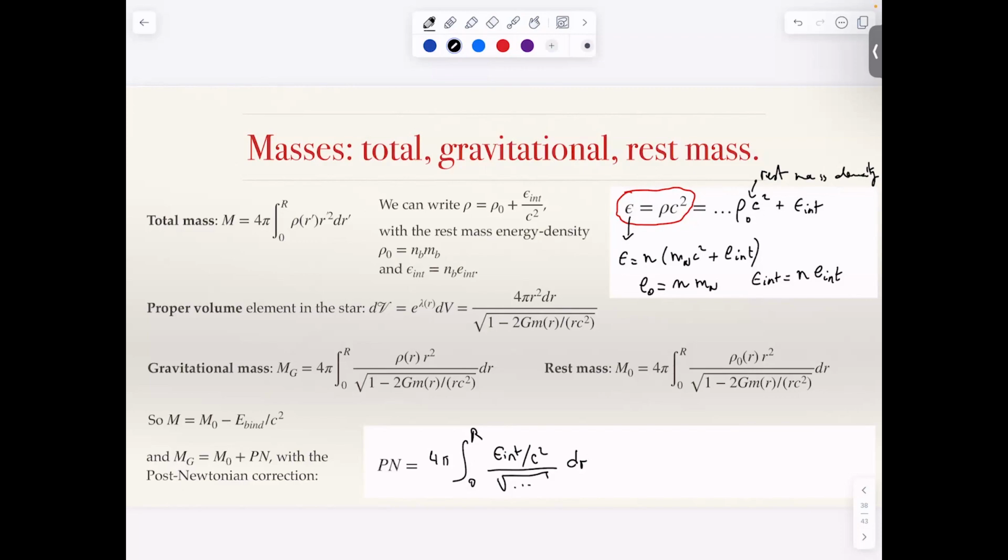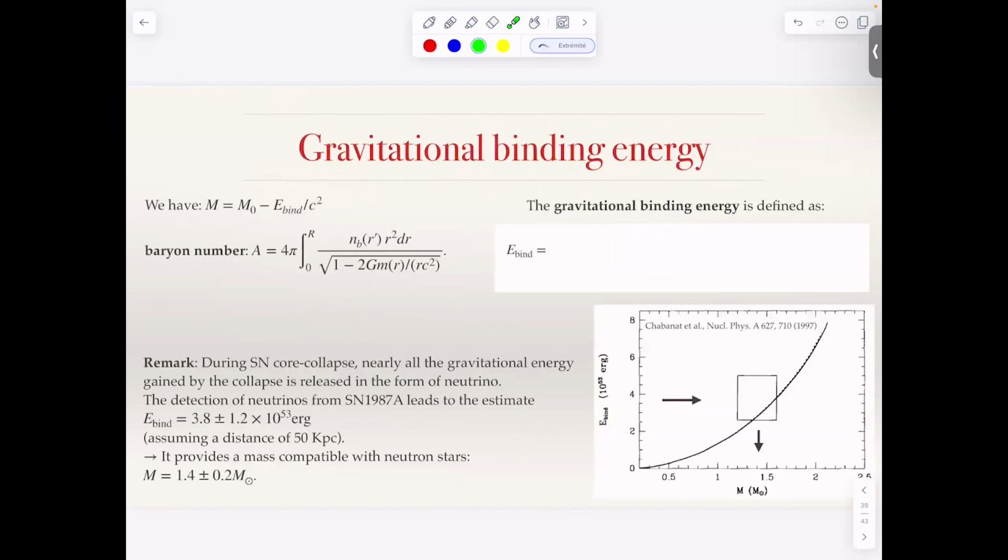Okay, so you see there is not only the total mass which is interesting to evaluate, but there are different byproducts of the mass. And let me then come to the binding energy.